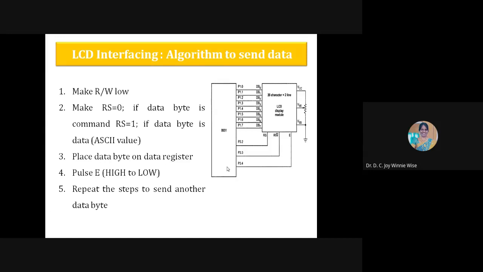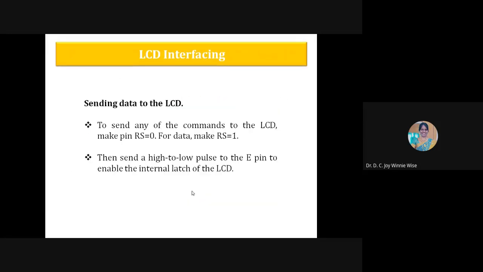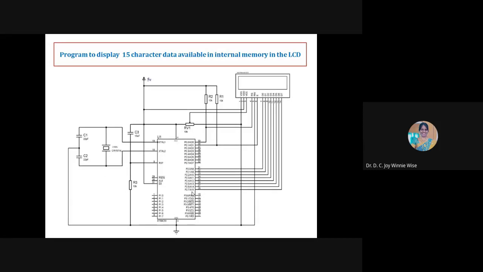The next step is, after placing the data, we have to give the pulse, that is a high to low transition, 1 to 0. The pulse must be given so that it will be initiated. For sending more data, we have to repeat the steps. Now let's see the program for this. This is the interface diagram. The example I have taken is displaying 15 characters stored in memory, and we display them one by one.